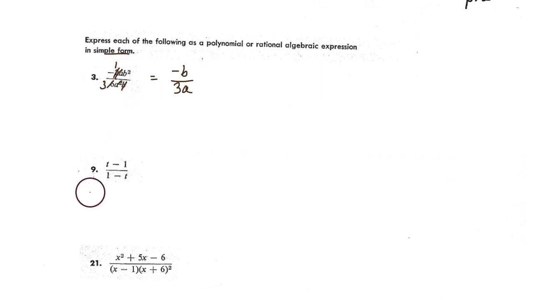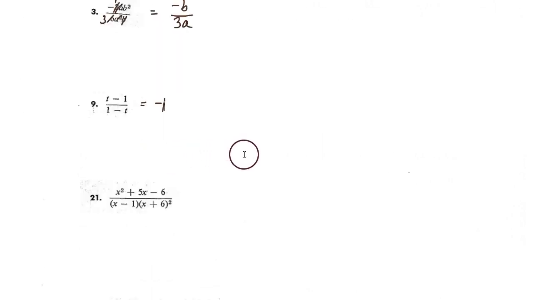Number 9, these almost match, but the bottom is the inverse of the top. So when you reduce these, it'll make negative 1 instead of positive 1.